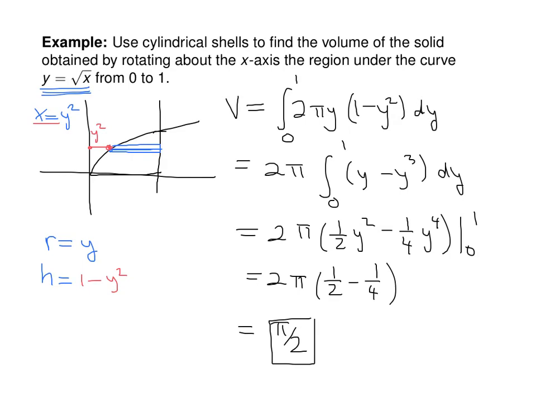On this particular example, disks would have worked just fine, and would have actually been easier. In that case, we would have sliced perpendicular to the axis of rotation, and we would have used the fact that the radius is root x, and the volume is an integral from 0 to 1 of pi root x squared dx, and that will give the same result.